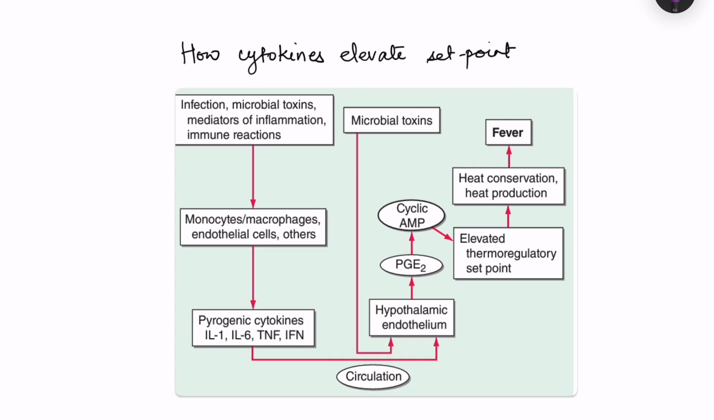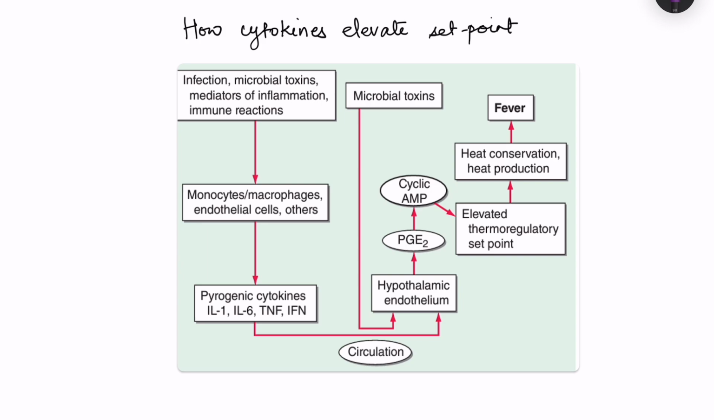Okay, so how do these cytokines elevate the set point? There can be various diseases in which there will be production of these pyrogenic cytokines from WBCs, okay, monocytes, macrophages, even endothelial cells also produce these cytokines. And what are these cytokines? Interleukin 1, interleukin 6, TNF alpha, interferons, okay. So these pyrogenic cytokines are produced.